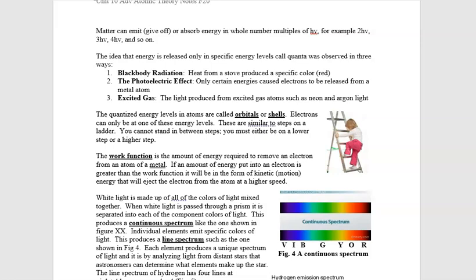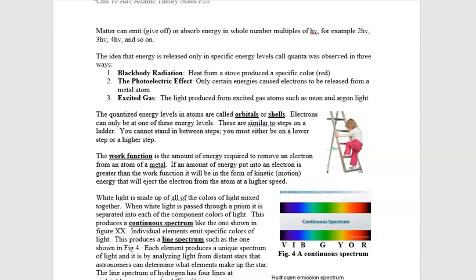The photoelectric effect is that only certain energies can cause electrons to be released from a metal atom. That was discovered by Einstein, and he won the Nobel Prize for that. And then an excited gas, that would be light produced from excited gas atoms such as neon or argon. You've heard of neon lights. They're actually not just neon, they can be argon or krypton, other noble gases, and that does it as well.